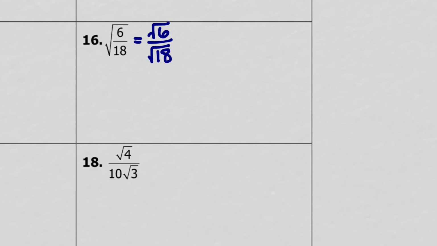We could simplify things here, but we're not going to. What I'm going to do is just do the rationalizing of the denominator. So in the denominator, I have a square root of 18. To get rid of it, I'm going to multiply both the numerator by square root of 18 and the denominator by square root of 18. Because that's multiplying the entire fraction by 1. Square root of 18 over square root of 18 is just 1. We can multiply anything by 1 because it doesn't change what we have.